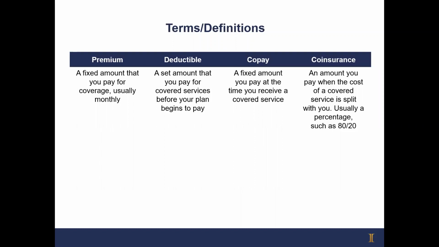Your deductible is the set amount that you pay for your covered services before your plan will pay for anything. Your copay is the fixed amount that you pay at the time you receive a covered service. And coinsurance is the amount you pay when the cost of a covered service is split between you and the carrier, usually a percentage such as 80-20. So the carrier pays 80% of your cost, you pay 20%.